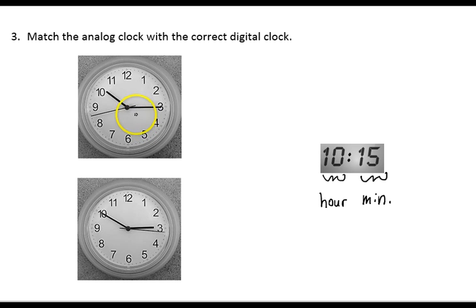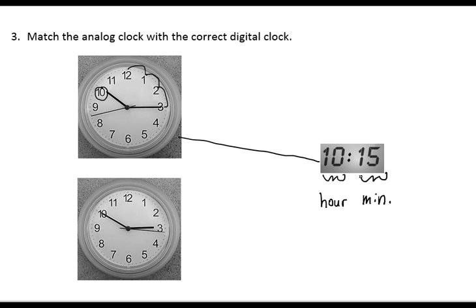I have the 2 clocks here. The first clock, my longer hand is pointing to the 3. When I count around my clock, each section between my whole numbers represents 5 minutes. So here I would have 5, 10, 15 minutes. 15 minutes after the hour of 10 o'clock. Since that's the shorter hand and it's pointing just a little bit past the 10, it means that the minutes are just a few minutes past 10 o'clock. So this would be the clock that would match up with this digital time.